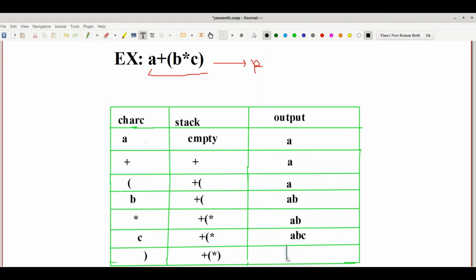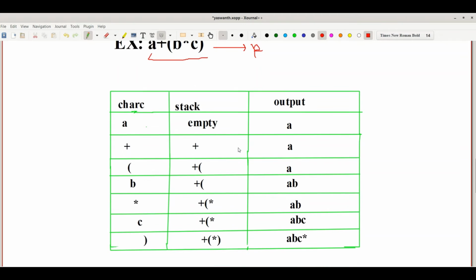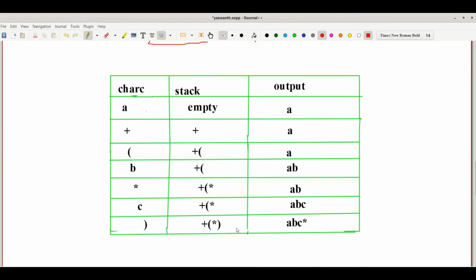Well, now what is the output? A, b, c, and the output is star now. Okay, have you understood this? And what is the next thing, what is remaining? We have everything completed, and the stack contains only the plus symbol here.